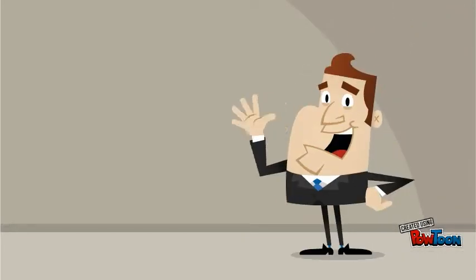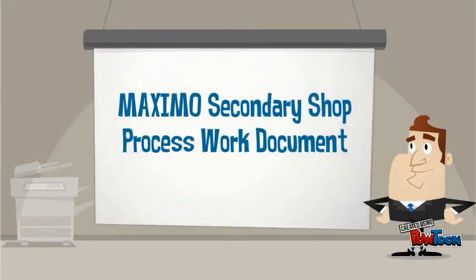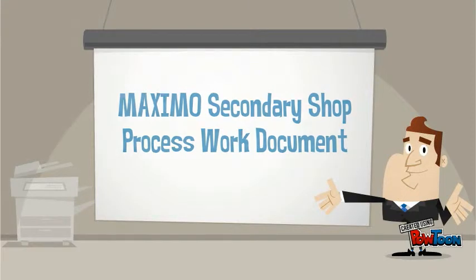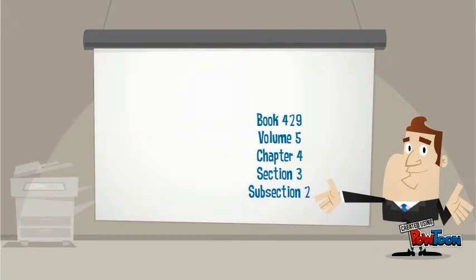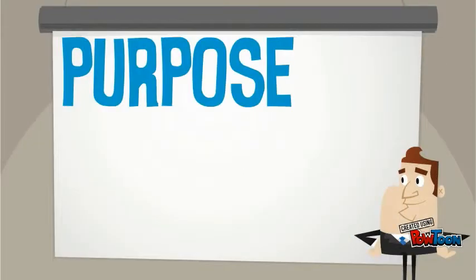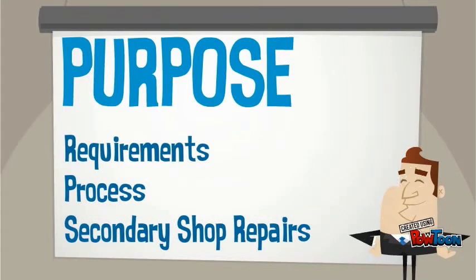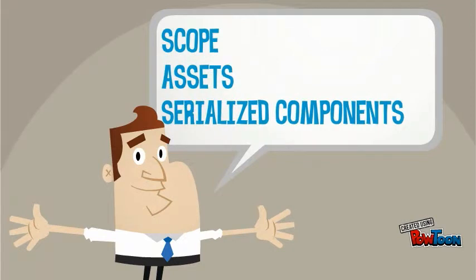This training is in support of the MAXIMO Secondary Shop Process Work Document, Standard Operating Procedure Book 429, Volume 5, Chapter 4, Section 3, Subsection 2. Its purpose is to provide the requirements and process for recording maintenance in MAXIMO for secondary shop repairs. Its scope covers assets and serialized components repaired in secondary repair.